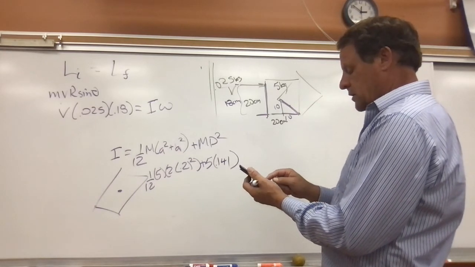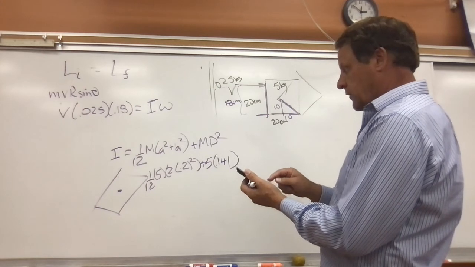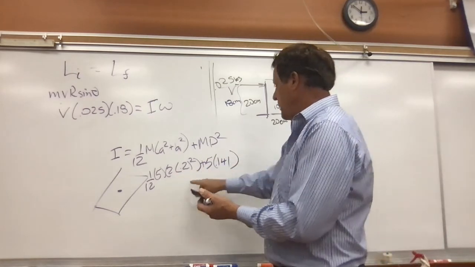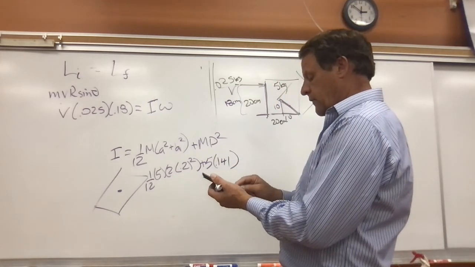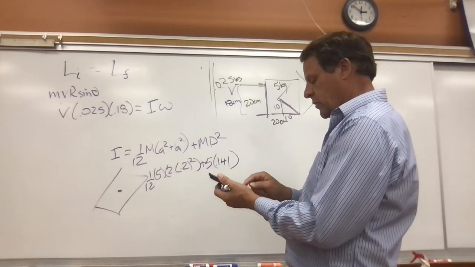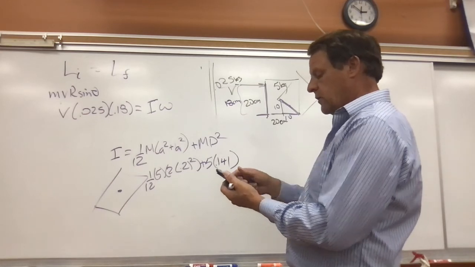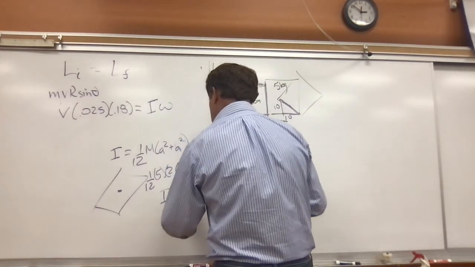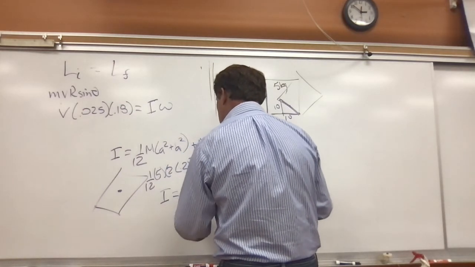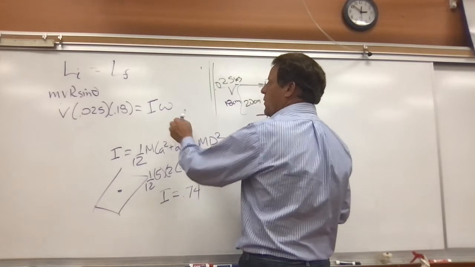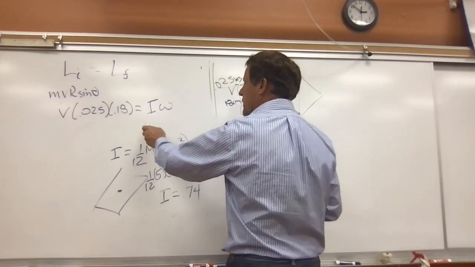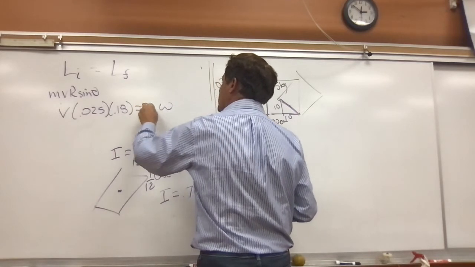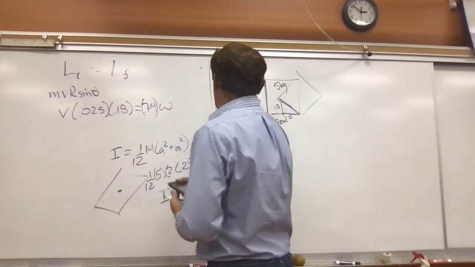Okay. So if we calculate that, we're going to have 0.2 squared times 2 times 5 divided by 12, which is 0.033, plus 5 times 0.141, and that gives us 0.74. So our I here is equal to 0.74. Okay, now we need to know omega.